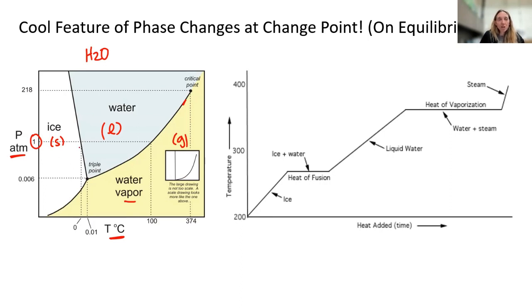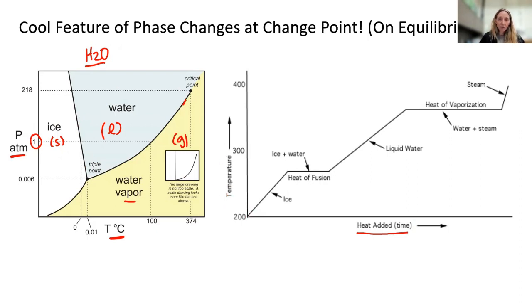And if we change the temperature or the pressure, the phase of the molecules that we have or the substance is going to change. So these phase diagrams are very dependent on what substance you're talking about. Okay, and so I want to talk to you about kind of the cool things that happen. And so over here is another graph, and here we're adding heat. Okay, and so this is kind of over time. So up here, we've got our temperature increase.